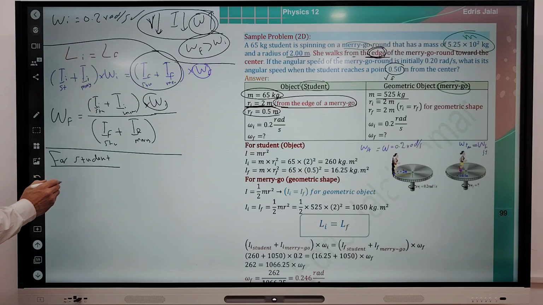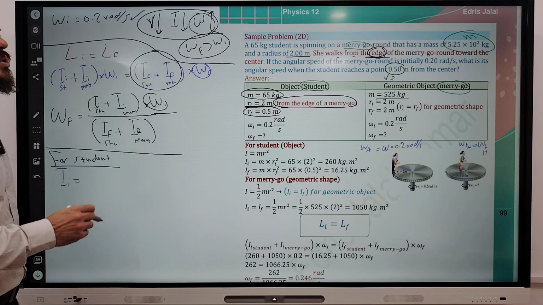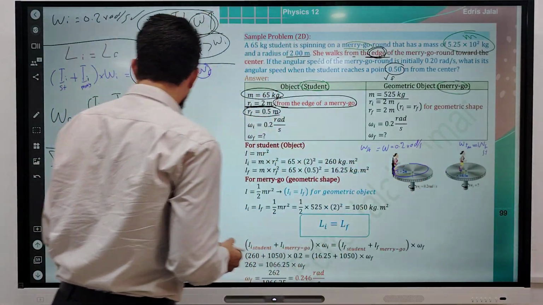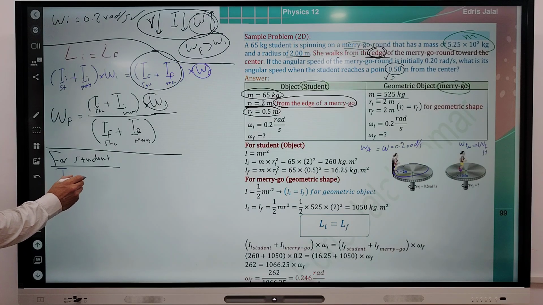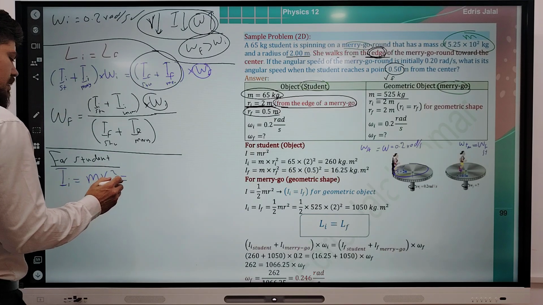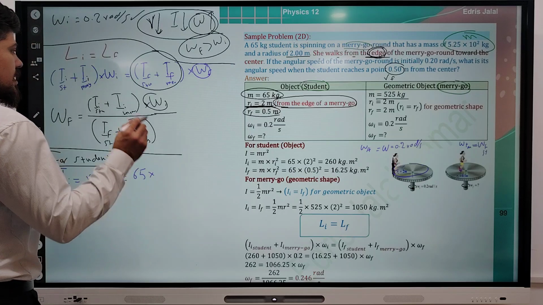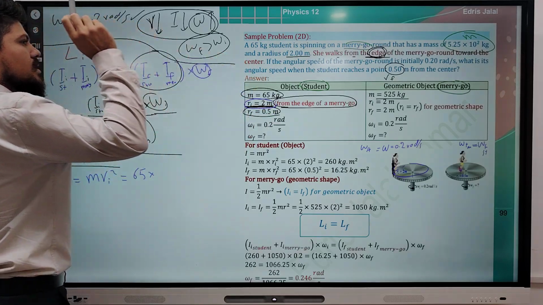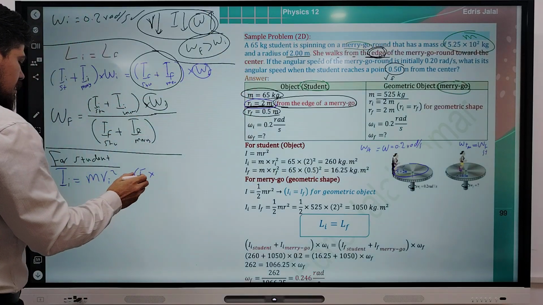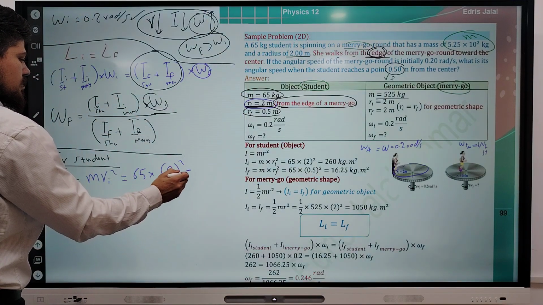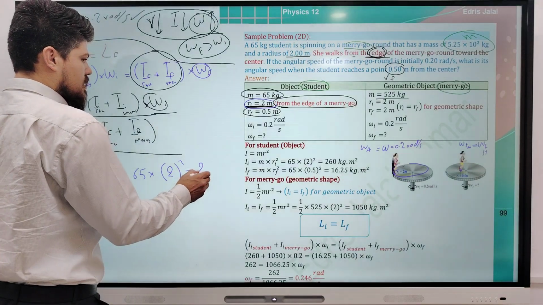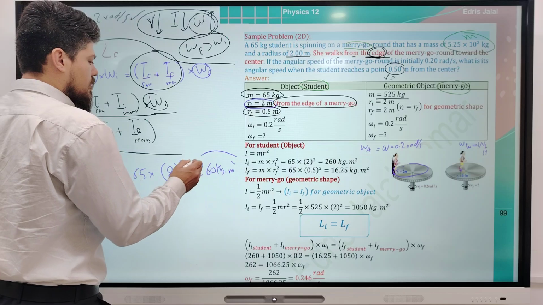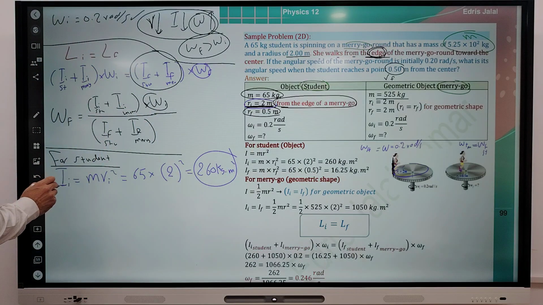For the student, I initial is equal to what? Because the student is considered to be a point mass, for a point mass the moment of inertia is always equal to m r initial squared. Mass 65 for the student times the initial distance of the student from the axis of rotation, which was given because the question says she walks from the edge, so R initial is equal to 2 squared. So it is equal to 260 kilogram meter squared. This is the initial moment of inertia for the student. Write down here 260.